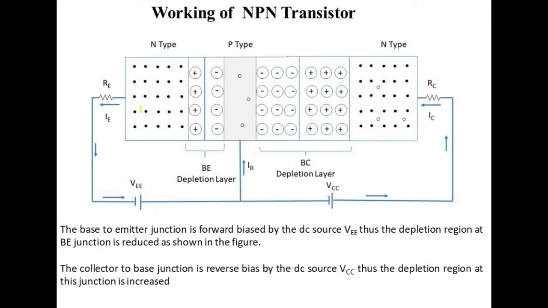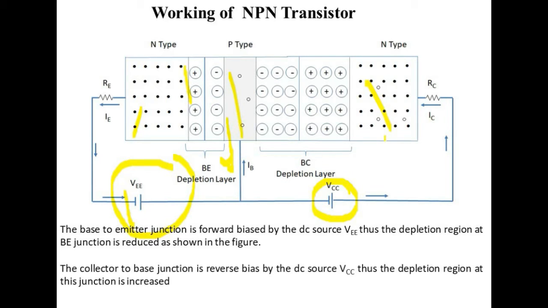Here we see that the emitter and base junction will be forward biased, and the base and collector junction will be reverse biased by this battery. Here we notice that the emitter is of N type and it is connected to the negative terminal. The base is of P type and it is connected to the plus terminal of the battery. So this emitter and base junction is forward biased.